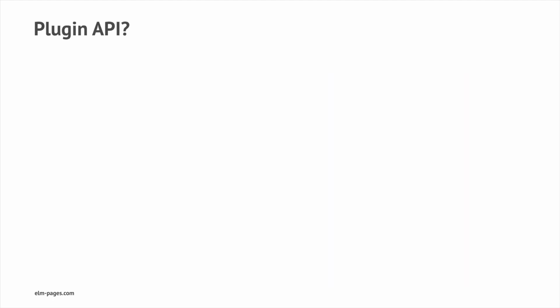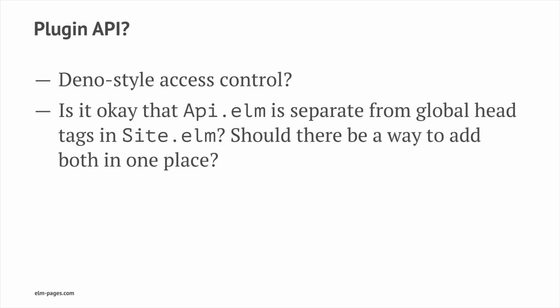Plugin API, this is still something on my mind, definitely not for 2.0, but I'm still thinking about Deno style access control for plugins. What could that look like? Right now, I've split off these API routes into an api.elm file, which architecturally is nice because I can watch for changes to that file and figure out how to do the minimum amount of work in the dev server to get really snappy reloads.